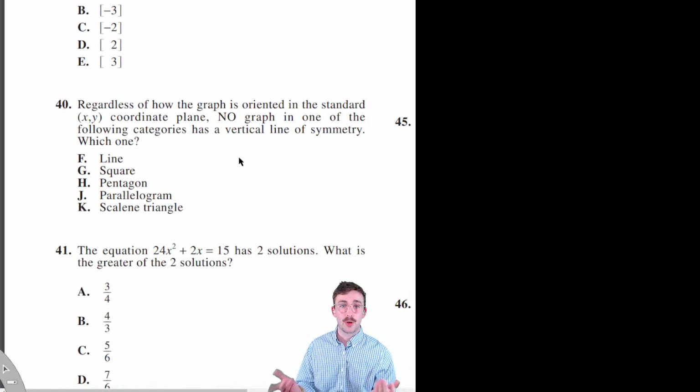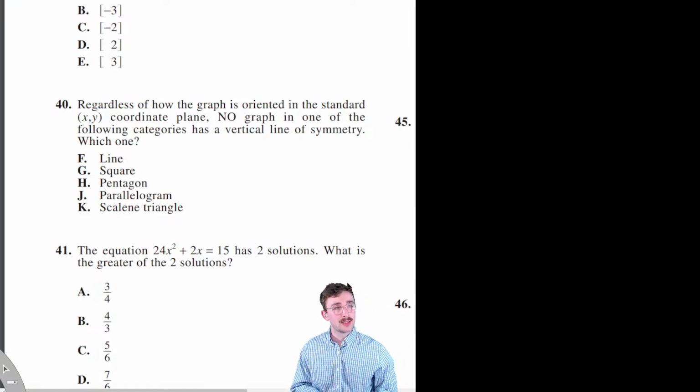All right, so 40. Regardless of how the graph is oriented, actually, hey, give me one moment. I want to just check chat really quickly because I haven't been. And last time I actually ignored some messages and I don't want to do that. Okay, so there we are.